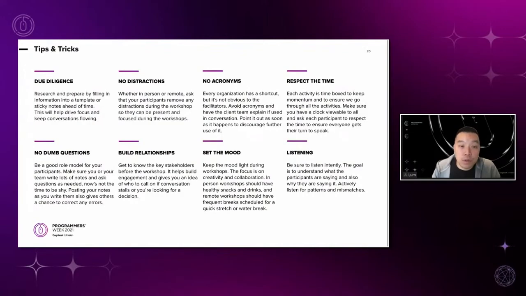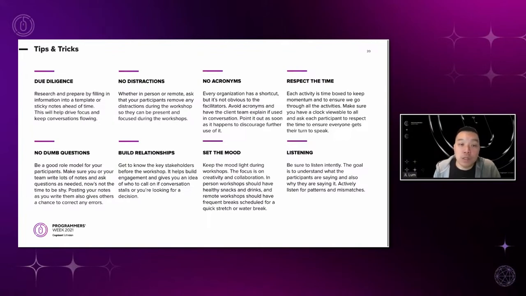So here's a couple more tips and tricks here. You want to do your due diligence. As you saw in the earlier slides for our product design process, design sprints are actually at the latter half of the product definition phase. We don't try to jump straight into it. There's going to be research that needs to be done, and that's going to help prepare us by prepping the templates in the workshop ahead of time by filling in information or even writing down some sticky notes that will get people more focused and keep conversations really flowing.